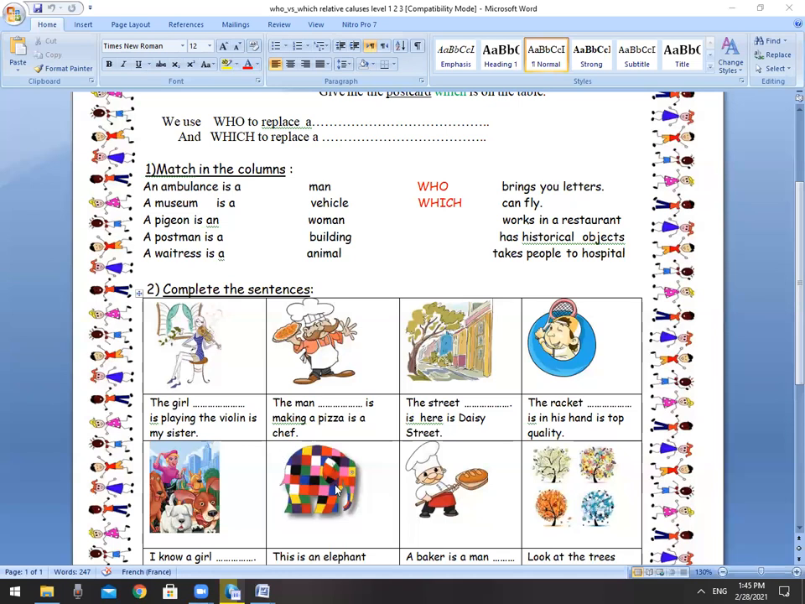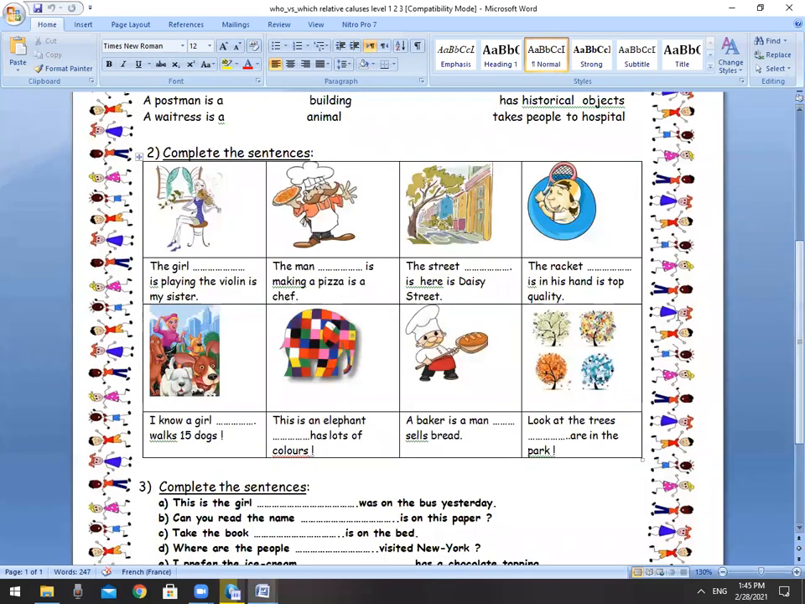Hassan Hisham. I know a girl who walks 15 kilometers. That or who, the same. But I told you we prefer to use who with people. This is the elephant. Farah Hamad.